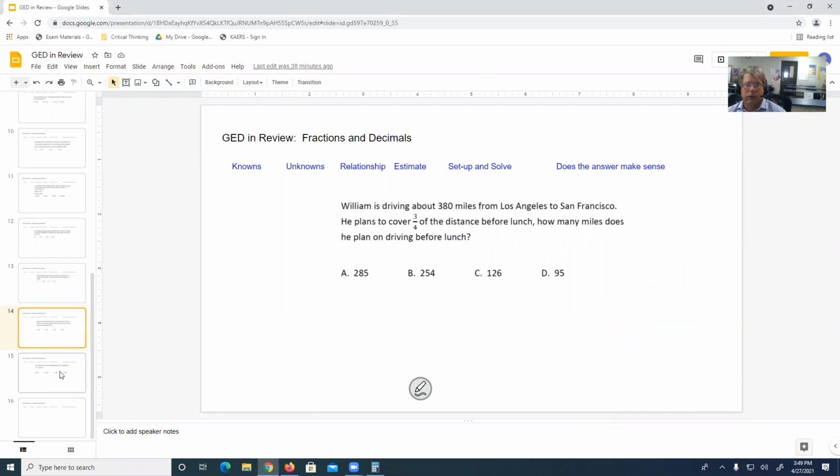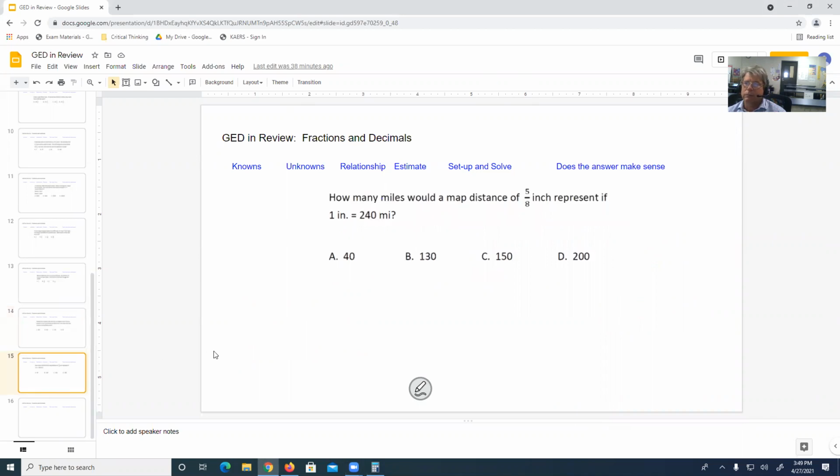And then let's see what else we got here. So again, we have how many miles would a map distance of 5/8 inches represent if 1 inch equals 240 miles? So this one can be tricky for some folks.